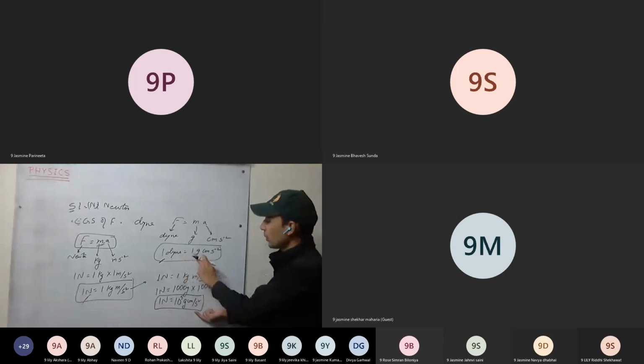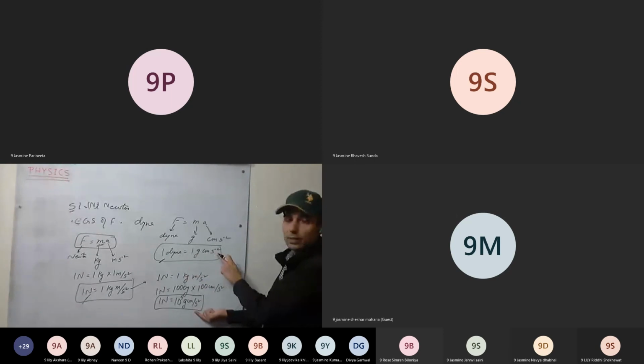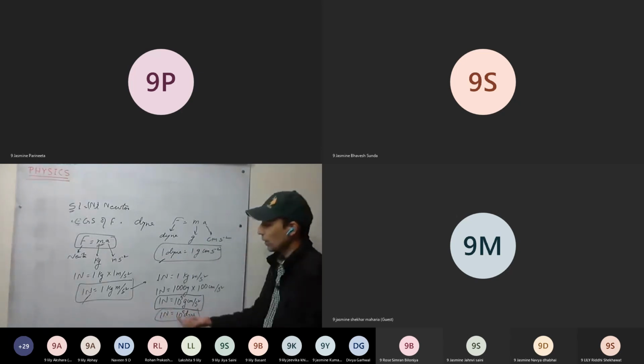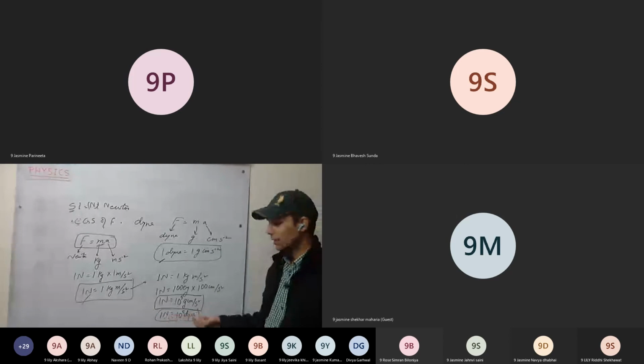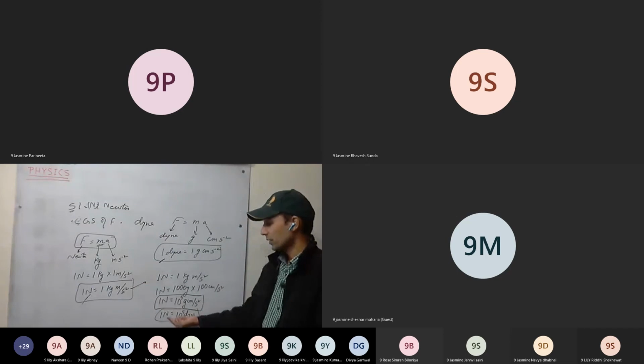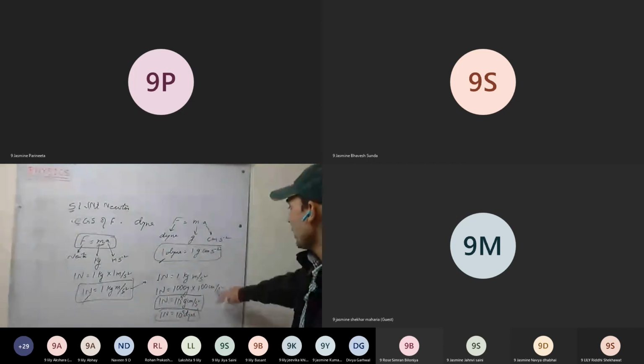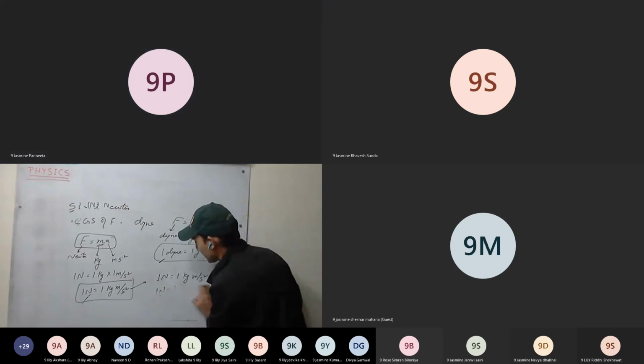Now see here, 1 dyne is how much? 1 gram centimeter per second square. So we can write 1 Newton equal to 10 raised to power 5 dyne. Okay, this is how the SI unit of force is related with the CGS unit of force. This is clear. We have derived the relation. Any doubt in this? Okay.